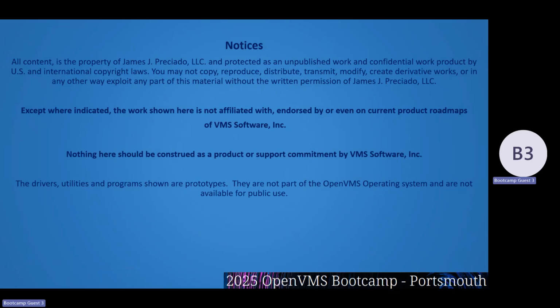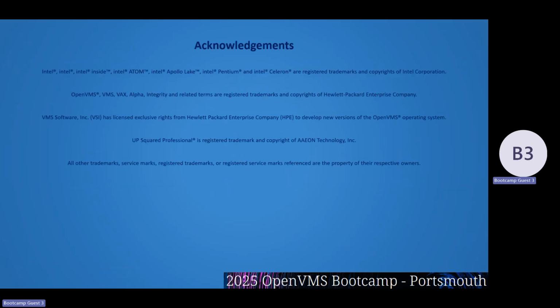Do not corner Camille or Daria about this. Corner me. Nothing here, absolutely nothing, should be construed as a product or support commitment by VSI Software. I got up here late, so I missed the corporate directions opening. If I say anything that is contrary to what they said there, please let me know. The drivers, utilities, and programs shown here are prototypes. They are not part of the OpenVMS operating system and are not yet publicly available.